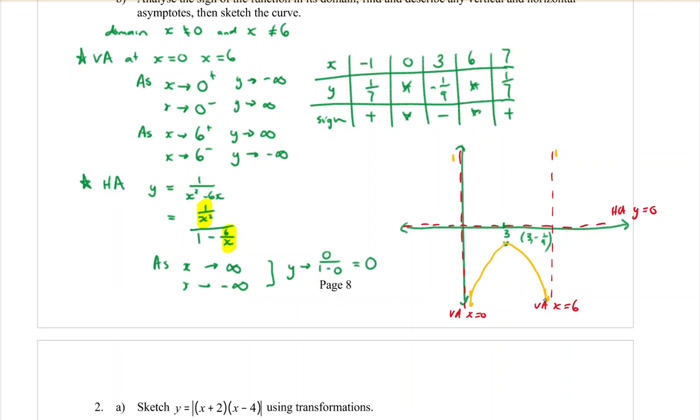The horizontal asymptote, we were told that our curve is approaching this y is equal to 0 line. So these two bits on the side are going to come down and are going to bend around approaching that y equals 0 line.